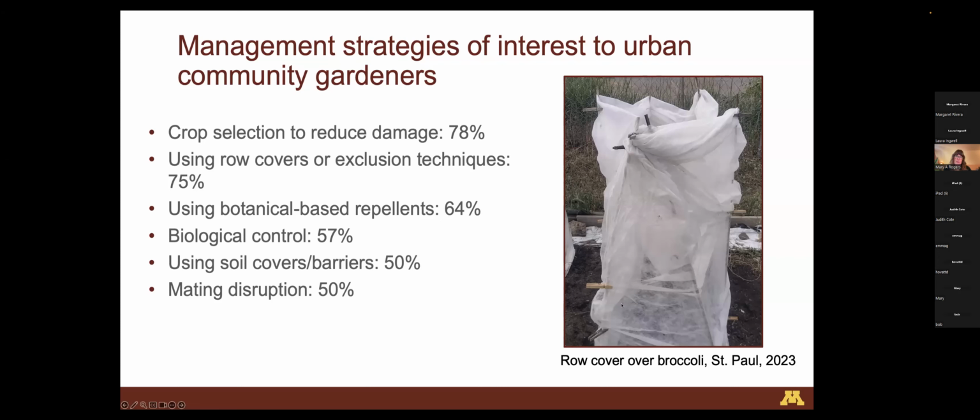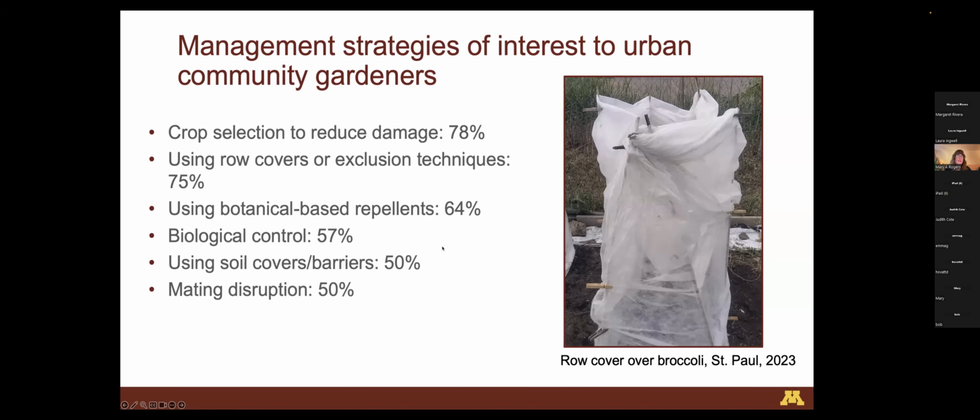So here's an example of what one grower did that had been experiencing a lot of damage. They wanted to protect their broccoli using row covers. This strategy works for preventing new infestations. But if the soil is infested, Swede midge might emerge. The pupae might emerge into adults from that soil and then infest the plants. So that's another thing we have to keep in mind.